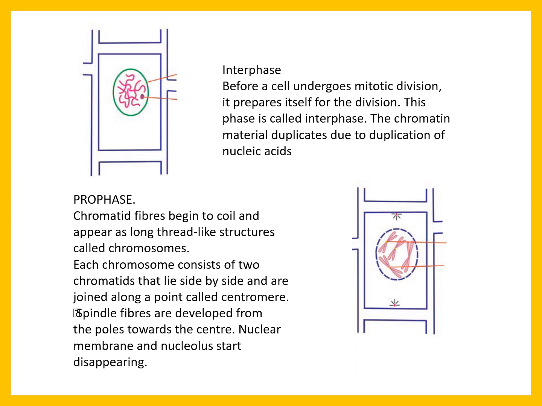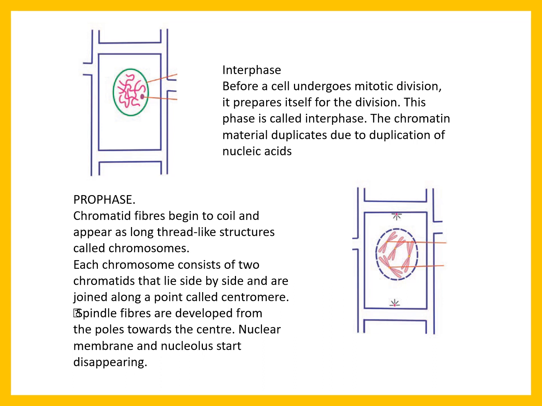The next one is interphase, where the cell, before it undergoes mitotic division, prepares itself for the cell division. This phase is called interphase, where the chromatin material duplicates due to duplication of nucleic acid. Otherwise, in short, it is the cell which is ready for undergoing mitotic division.